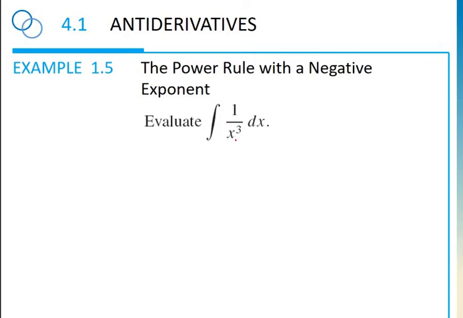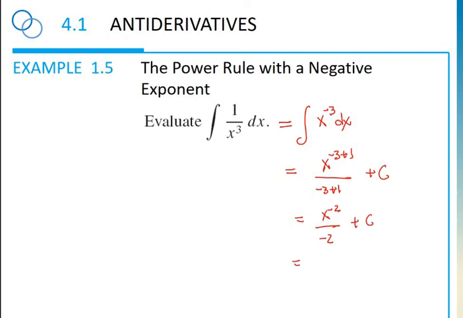1 over x cubed. Well, this is the same as the integral of x to the -3 dx. And it's not -1, so the rule must work. It should be x to the -3 plus 1 divided by -3 plus 1 plus c. So this is going to be x to the -2 divided by -2 plus c, which is the same as, putting the minus sign here, -1 over 2x squared plus c. Let's see if that is true.